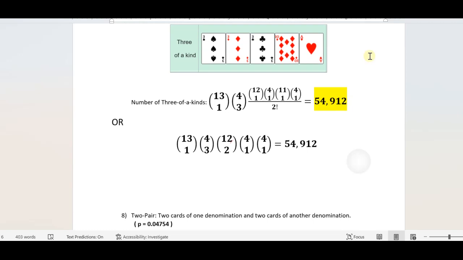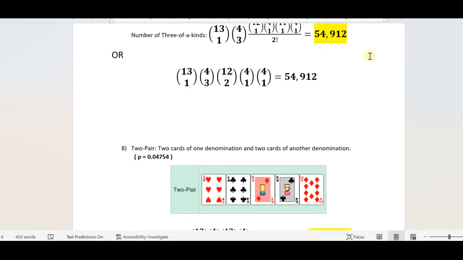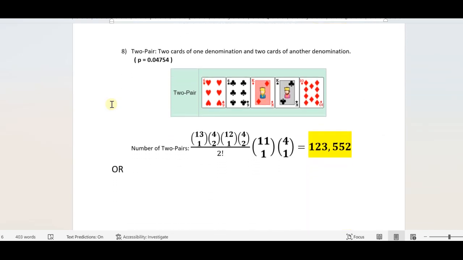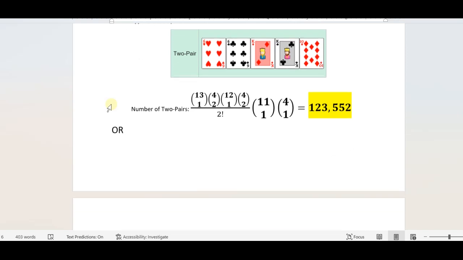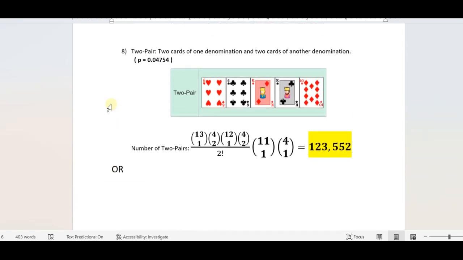All right, let's move on to, let's bring up now 2 pairs. Let's move on to number 8, that is 2 pairs. For 2 pairs, that's when you have 2 cards from one denomination, 2 cards from another denomination, and the probability of this particular combination, 2 pair, is roughly 5% of the time. Now, for this one as well, I've done it 2 ways. Let me center this first.